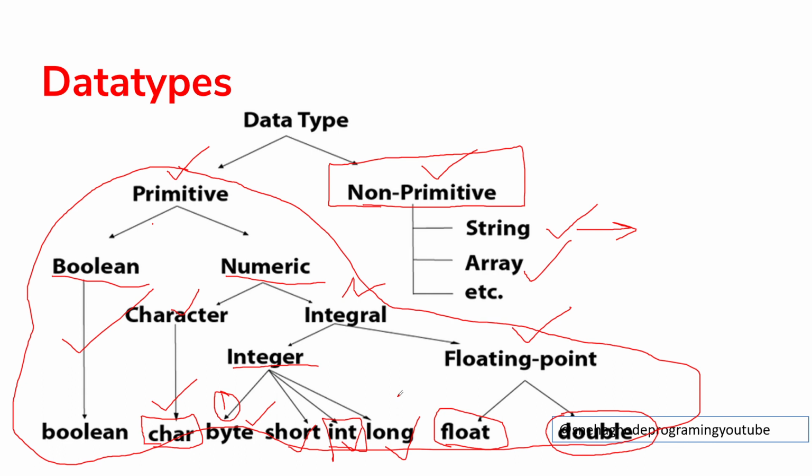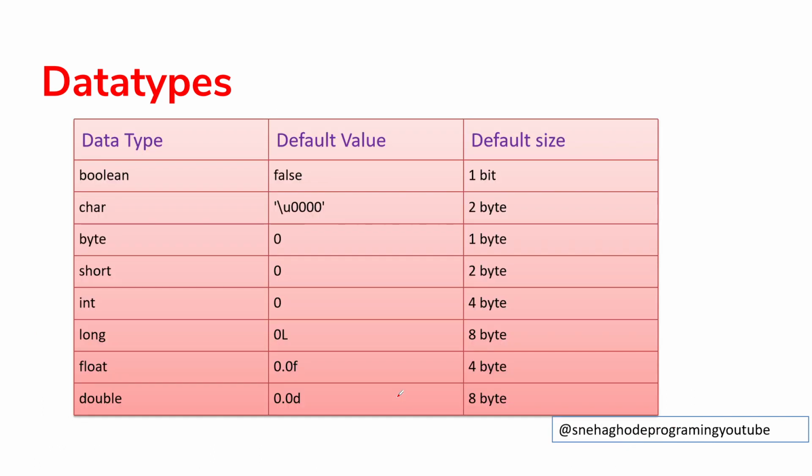I hope you are clear on what a data type is, what the primitive data types are, and what the non-primitive data types are. If you are aware of the primitive data types, you can easily understand the non-primitive data types also. So let's have a look. Here we are going to see the default values of these data types and the size of these data types.